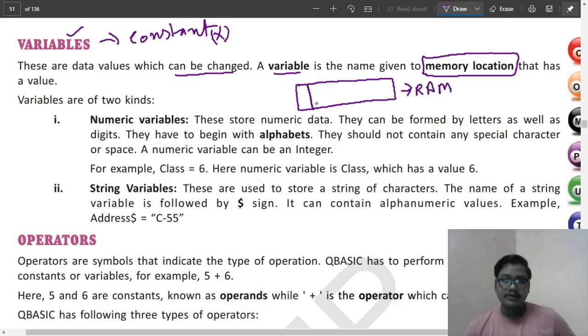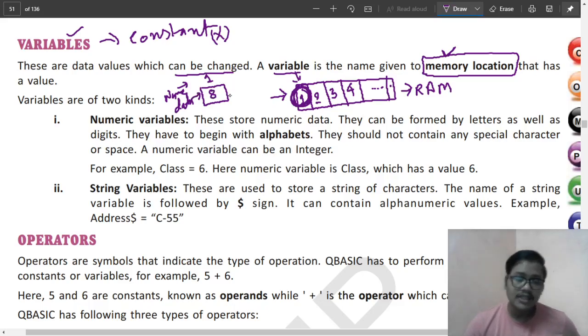In this RAM there are 1, 2, 3, 4, and a lot more. Here is location number 1, location number 2, location number 3, location number 4, and so on. The location at which the value is stored is called a variable. This memory location has the name 1, and inside it there can be any data, suppose the data is 8. Just like the address of your house, suppose your house address is 29.